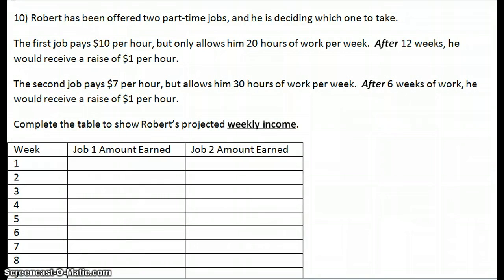Problem number 10 we went over in class. Make sure that you have it completely finished, chart filled out, and the question and answer at the bottom.